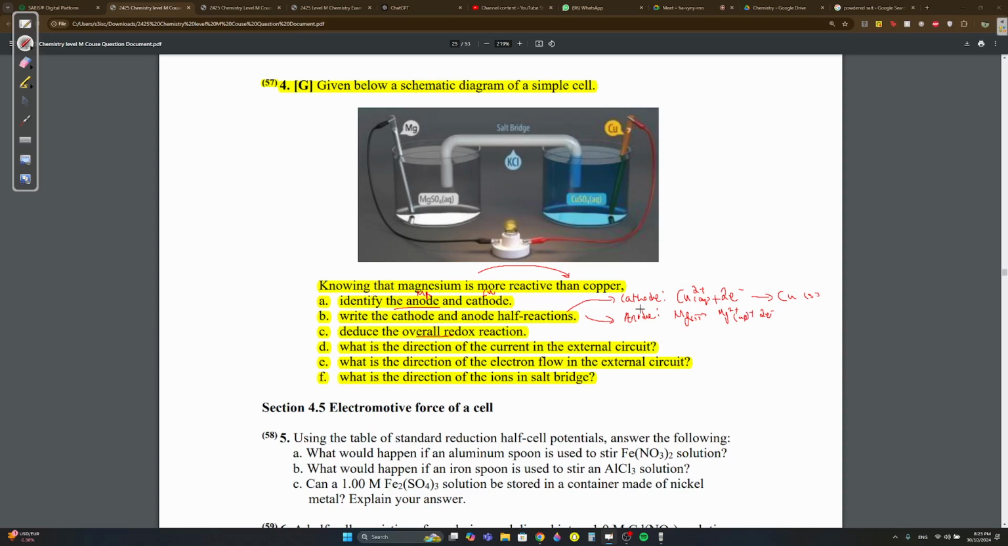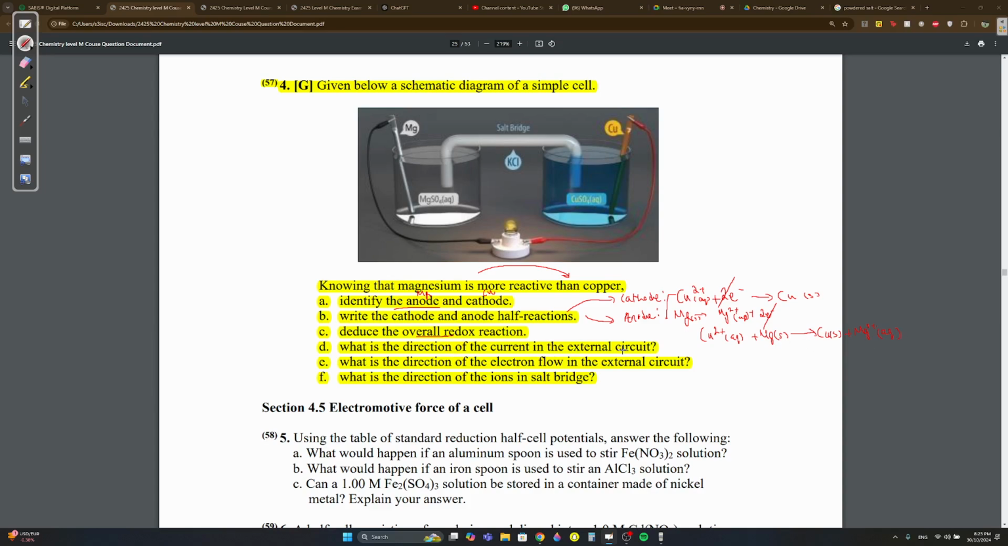Deduce the overall redox reaction. For the overall redox reaction, you just combine these two, okay? So you cancel the electrons with each other, and what are my initial reactants? There's Cu2+ aqueous plus Mg solid. What are my products? Cu and Mg2+. So Cu solid plus Mg2+ aqueous.